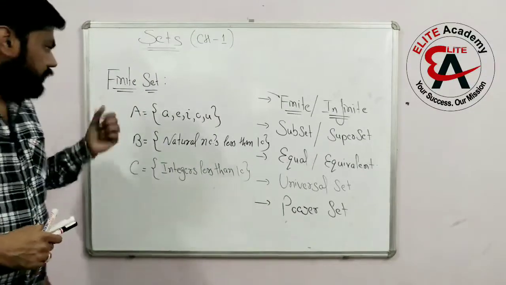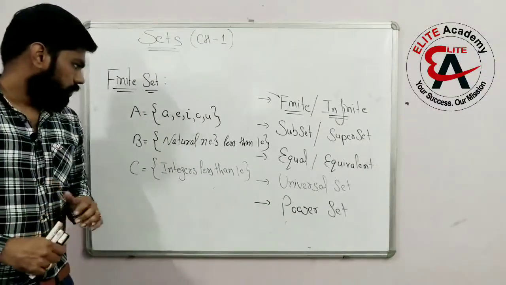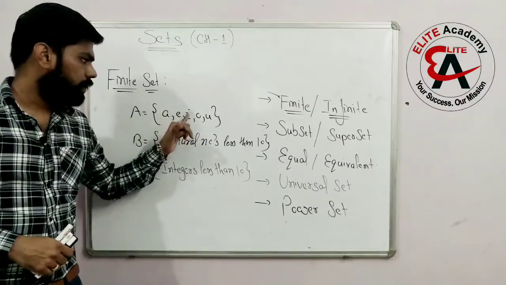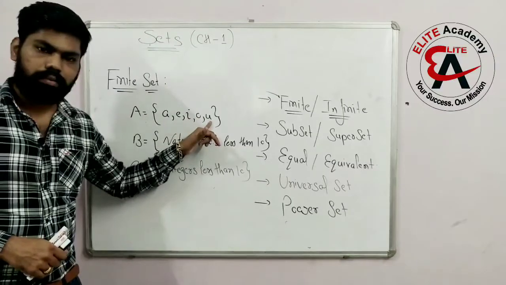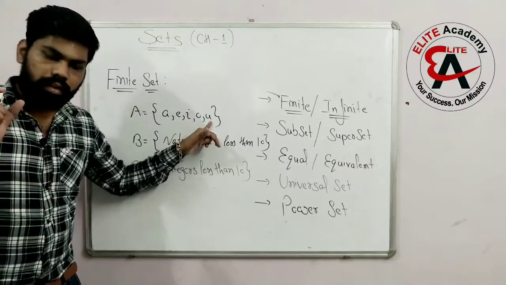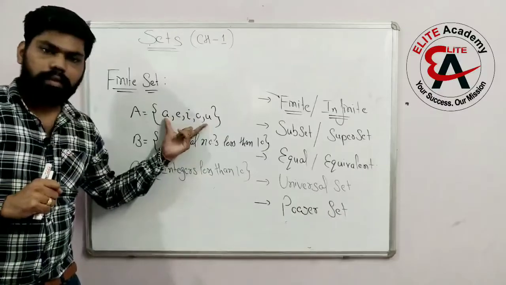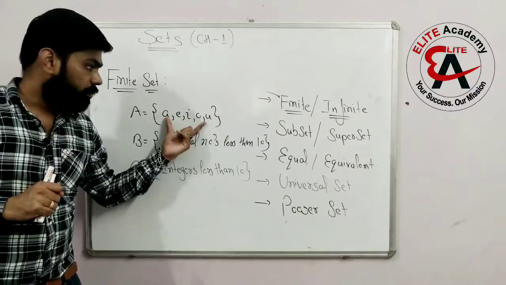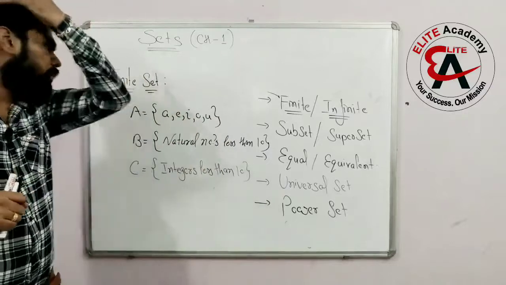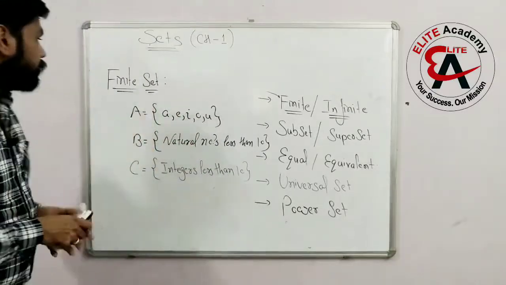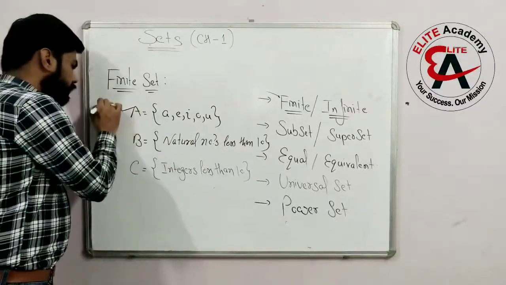If we talk about the first set, how many elements are there? 1, 2, 3, 4, 5. Can we count them? Yes, we can. They are countable. I can give a perfect cardinal number for them, that the cardinal number of A is 5. So this set is called a finite set.